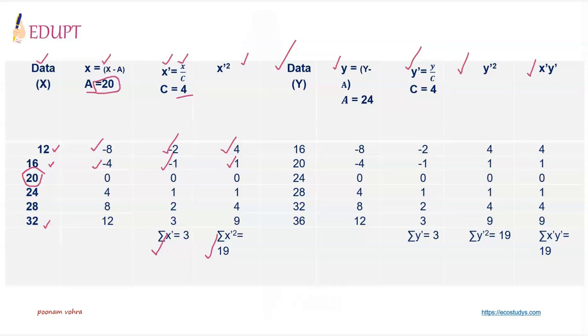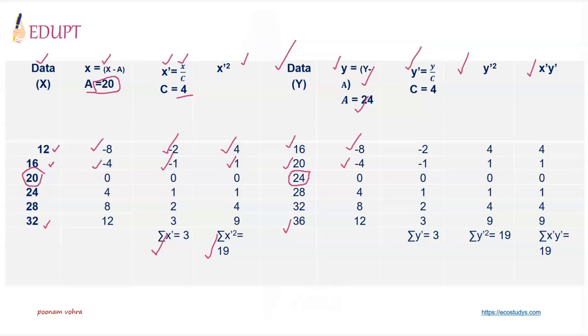We need to follow the same procedure for variable y. So next column, values of variable y are given beginning from 16 to 20 till 36. You need to find deviations from mean. Mean would be n by 2, which is third in the series, 24. Find deviations, that is 16 minus 24 is minus 8, 20 minus 24 is minus 4, and so on.